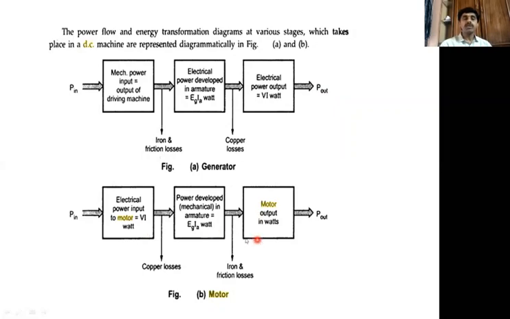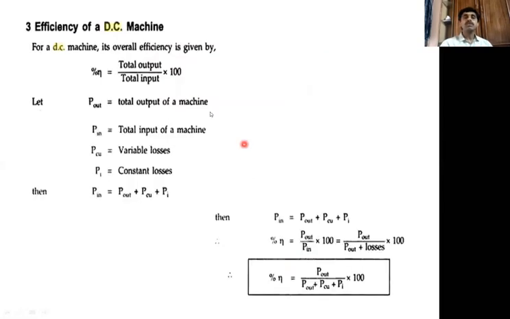For the motor, the input is electrical. Therefore, the electrical power input of the motor is equal to VI, which is converted into power developed in the armature, Eg into Ia. There is a copper loss here, and that is converted into motor output in watts. That is the mechanical output, where the losses between these two stages are iron and friction losses. The efficiency of a DC machine is equal to total output by total input into 100.